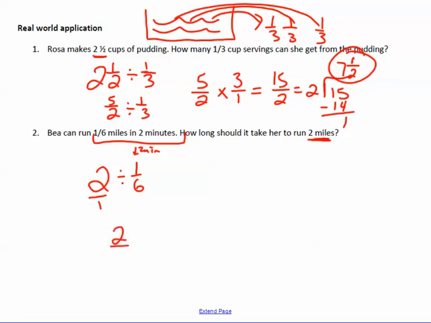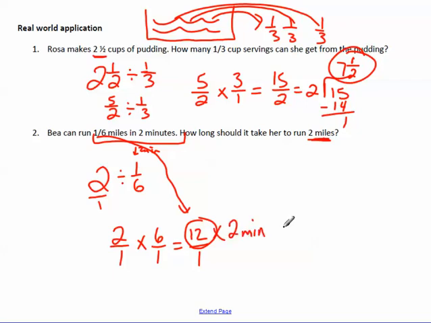So I want to keep, change, flip. If I multiply straight across, that gives me 12 over 1. So I'm not finished here. Be careful, because at this point I want to know how long it takes her to run 2 miles. So there are 12 sixths in 2 miles. But remember, there are 12 of them, and how long does it take her to run a sixth? It takes her 2 minutes. So I need to multiply this by 2 minutes. 12 times 2 minutes gives me 24 minutes. Okay, that was a harder one.